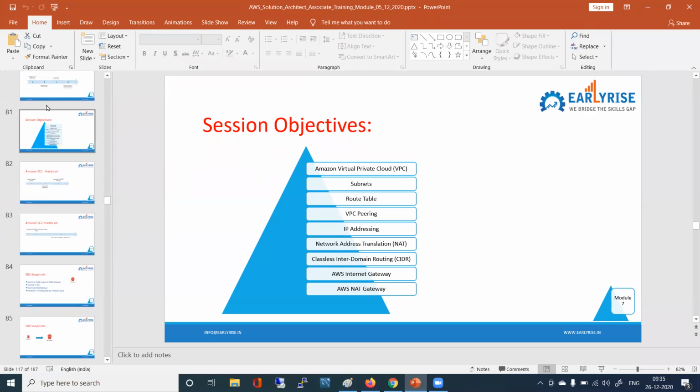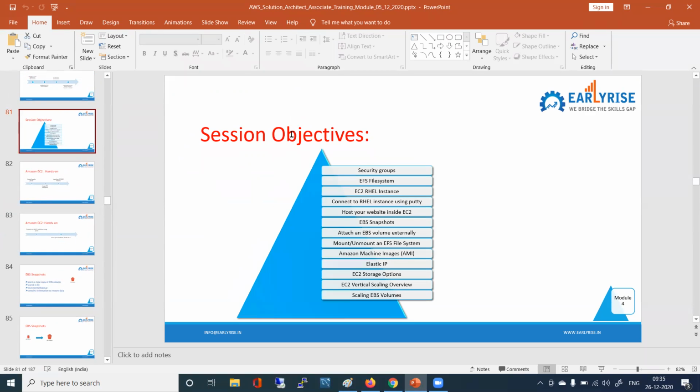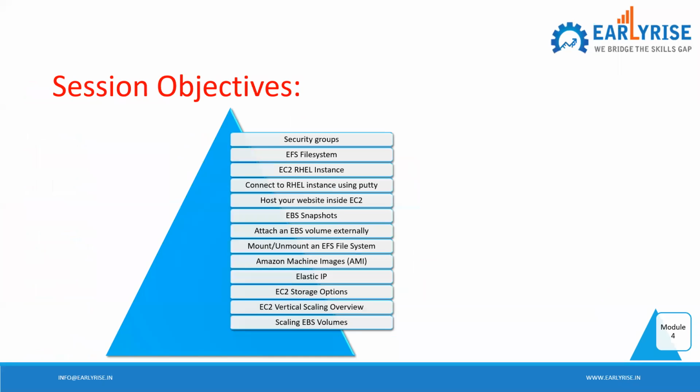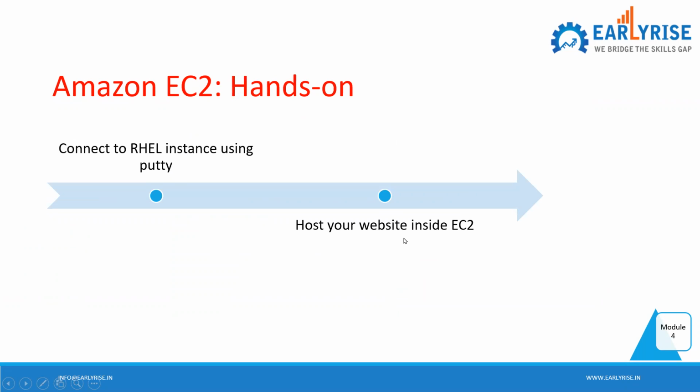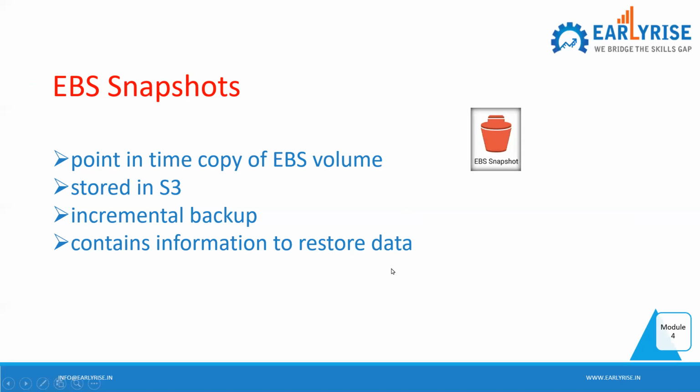So let's look at what all things we have been looking at. We created a security group, created an EFS file system, launched an EC2 RHEL instance. We connected to our RHEL instance using PuTTY. We hosted our website in EC2. We looked at the snapshots. A snapshot is a point-in-time copy of an EBS volume. Can you recall? Nataraj and Dharma? Yes. Right.